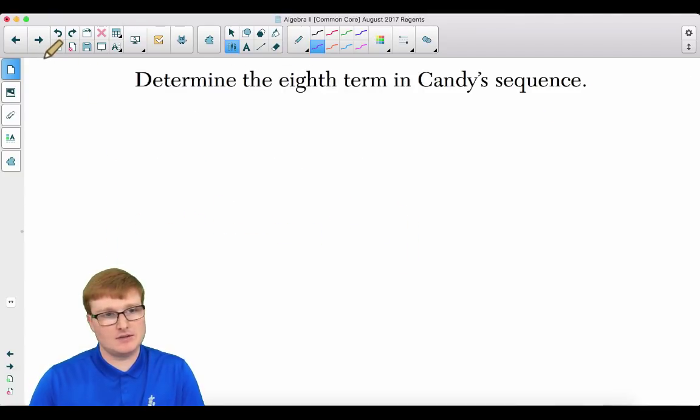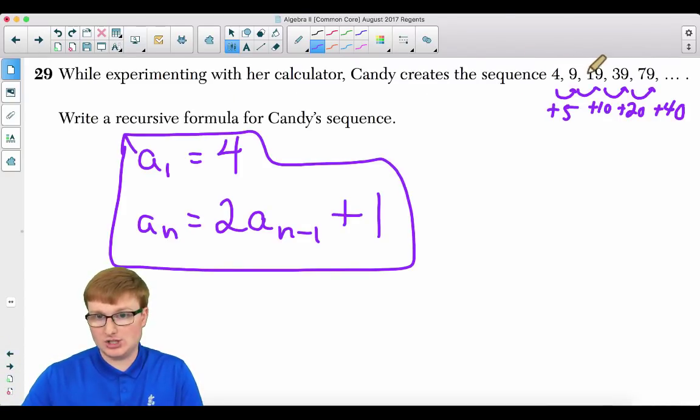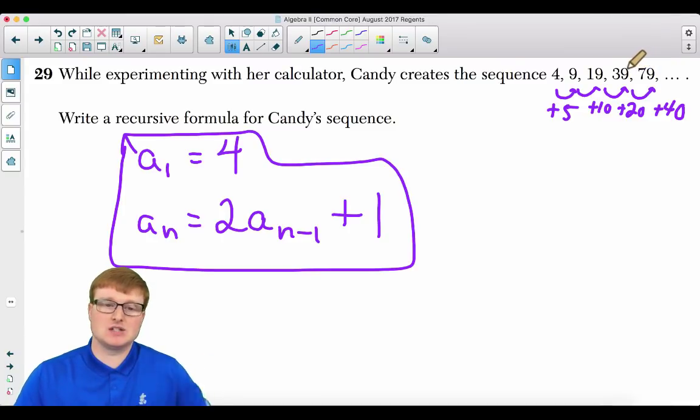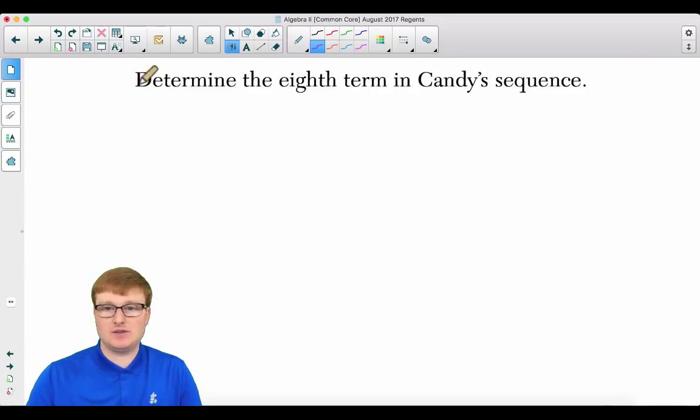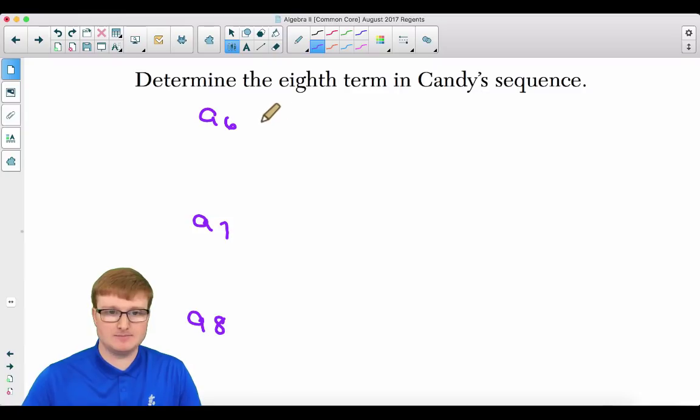But then there's a follow-up question. All right, this is an easy one. Determine the 8th term of Candy's sequence. So we are given 1, 2, 3, 4, 5 terms. We need to find the 6th, 7th, and the 8th, because for recursion, you need to use the previous term to get the next. So we need to find a sub 6, a sub 7, and a sub 8.